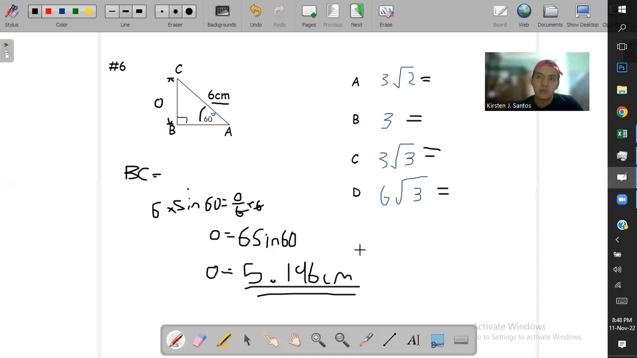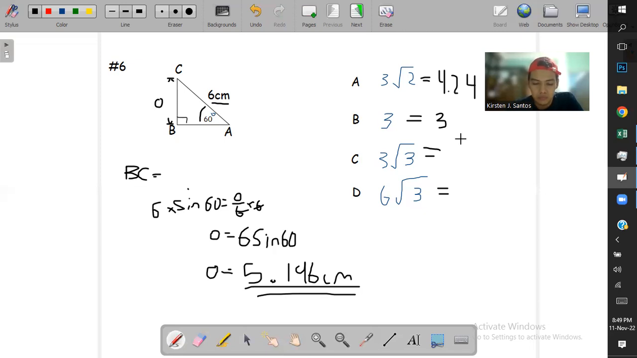So if you were to put 3 square root of 2 in your calculator, you would get back 4.24. And this is not equal to the answer that we got, so we're looking for 5.196 or similar to that. This isn't it. So let's keep going.